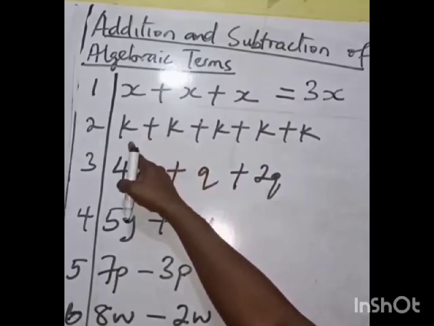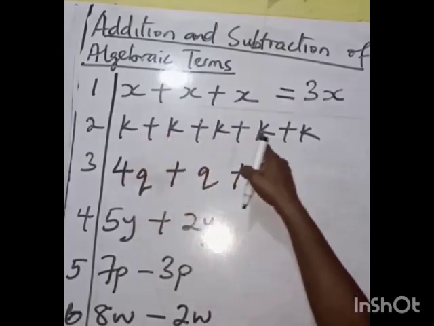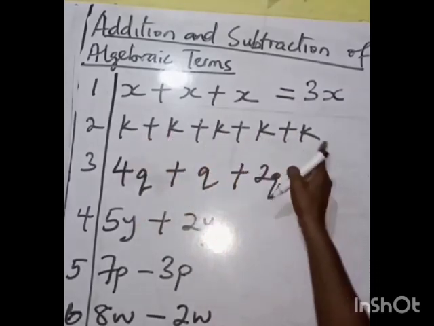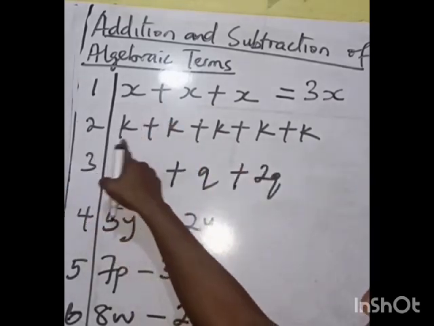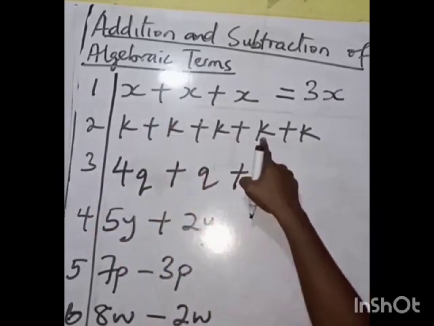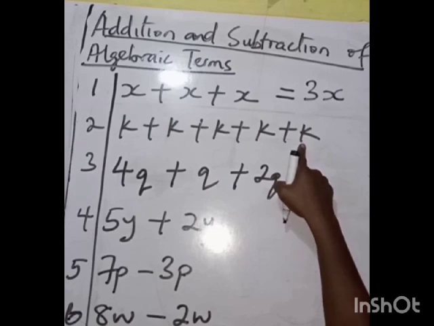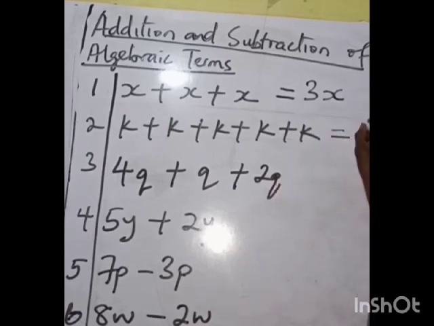Number 2, k plus k plus k plus k plus k. How many k's do we have here? 1, 2, 3, 4, 5. 5k. k in 5 places, and that gives us 5k, which is the same thing as 5 times k. We are multiplying k by 5. That is, you are adding k into how many places? Into 5 places.